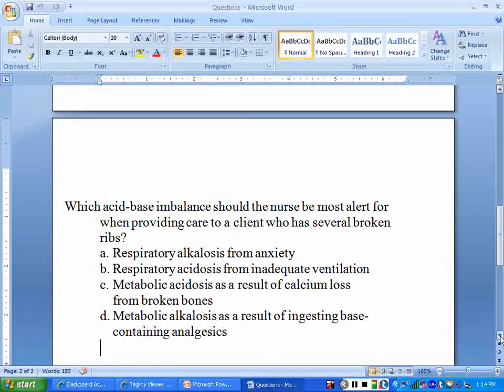We have a patient that has several broken ribs. Let's just think about having broken ribs, right? It's bone, so every time this person breathes in, it hurts. Chances are they're going to breathe, but they're going to take really shallow respirations. Because of that, that person is going to have a lot of what? Acid, CO2 or acid. They're going to be retaining CO2, so we have respiratory acidosis from inadequate ventilation.